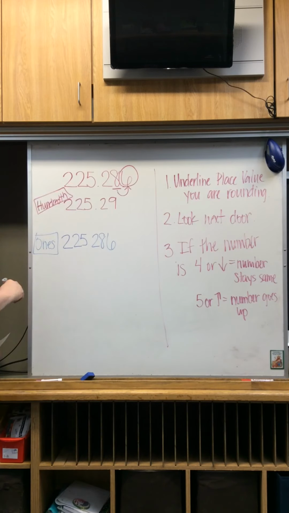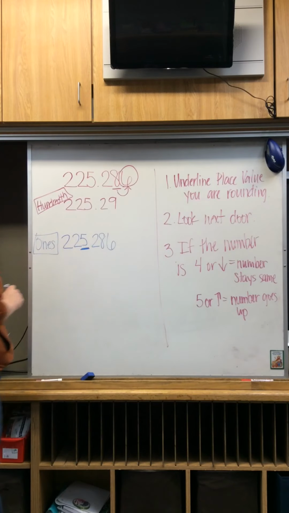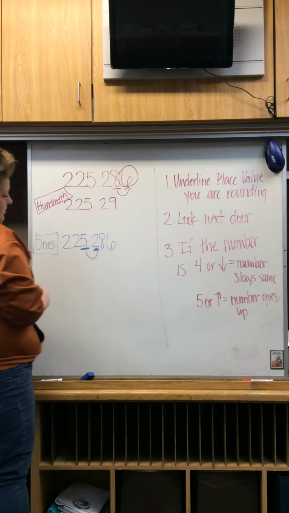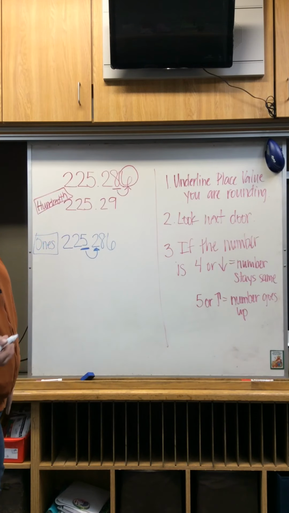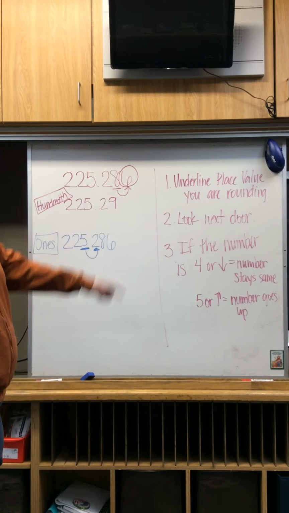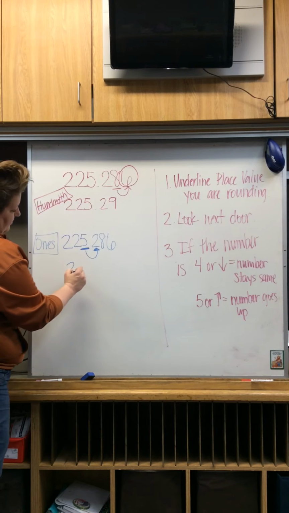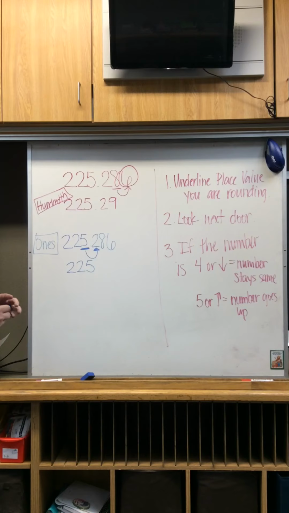So number 1, it says underline the place value we are rounding. So we are underlining the 5. Okay, next we're going to look next door to the right, and I'm going to look at the 2. Now we're going to go to step 3. If the number is 4 or less, that number stays the same. If it's 5 or higher, it goes up. So 2 is lower than 4. So if we rounded it, it would stay the same. So we would have 225. Okay?